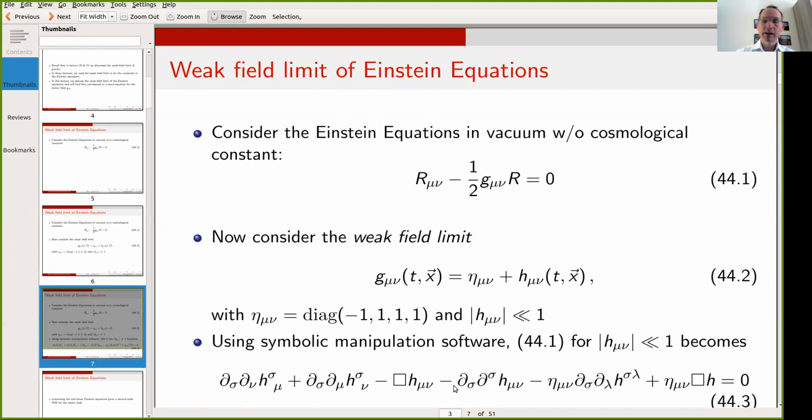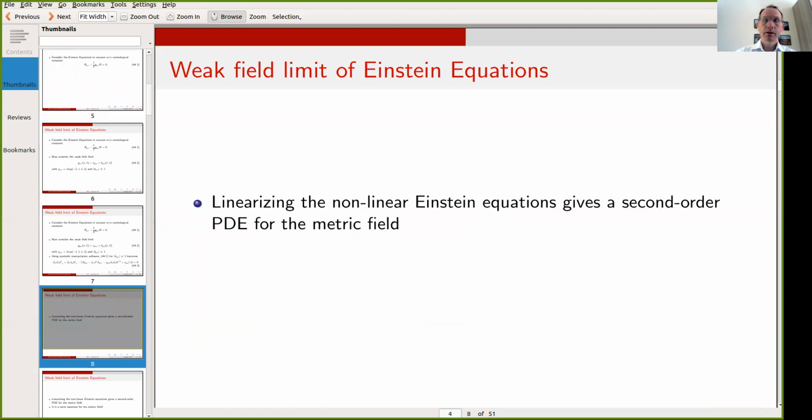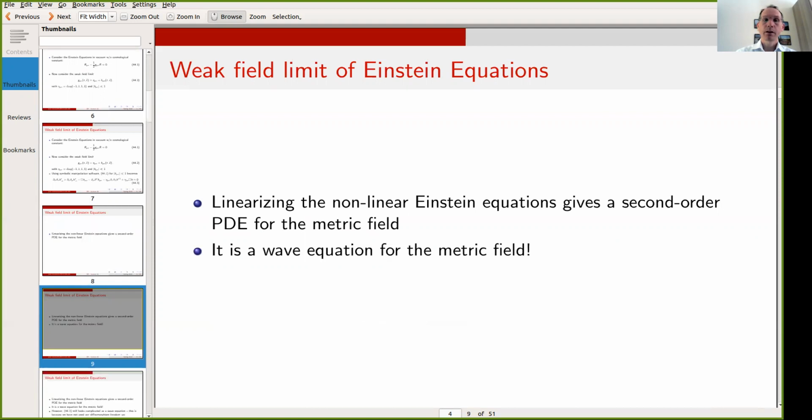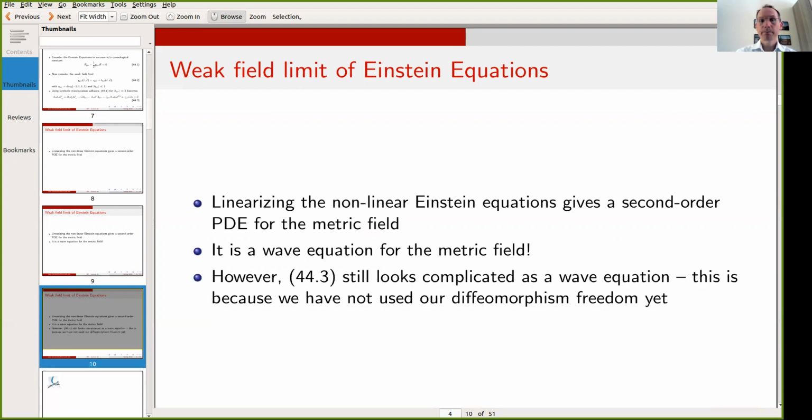The equation we get is written down in equation 44.3. Now note that there are second order derivatives on h here. So this is a second order equation, but it still looks messy and complicated. Linearizing the nonlinear Einstein equations gives a second order partial differential equation for the metric field fluctuation. This field equation, therefore, is a wave equation for the metric field.